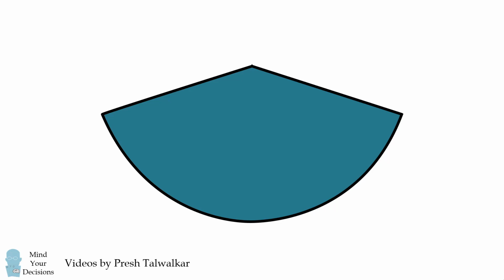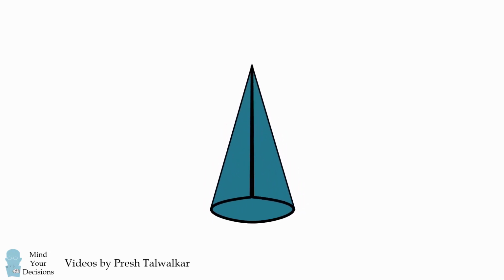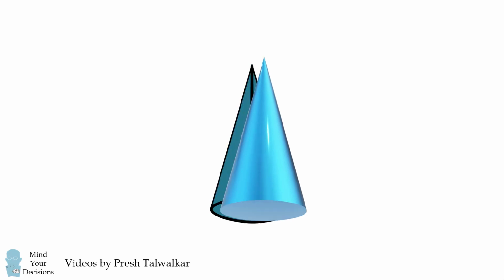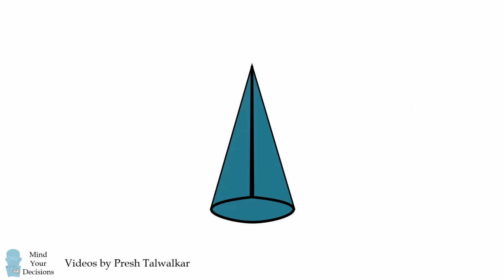A circular sector can be folded into the shape of a three-dimensional cone by joining its two radii together. The exact size of the cone will depend on the size of the circular sector. Let's unroll this cone back into a circular sector.